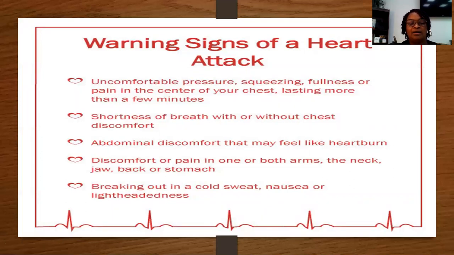Well, again, they may present with uncomfortable pressure, described as squeezing, fullness, or pain in the center of their chest, lasting more than a few minutes. And remember, we talked about the 5 minutes. Shortness of breath with or without chest discomfort. Abdominal discomfort that may feel like heartburn. And discomfort or pain in one or both arms, the neck, the jaw, or back, or the stomach. Breaking out in a cold sweat, nausea, or lightheadedness.